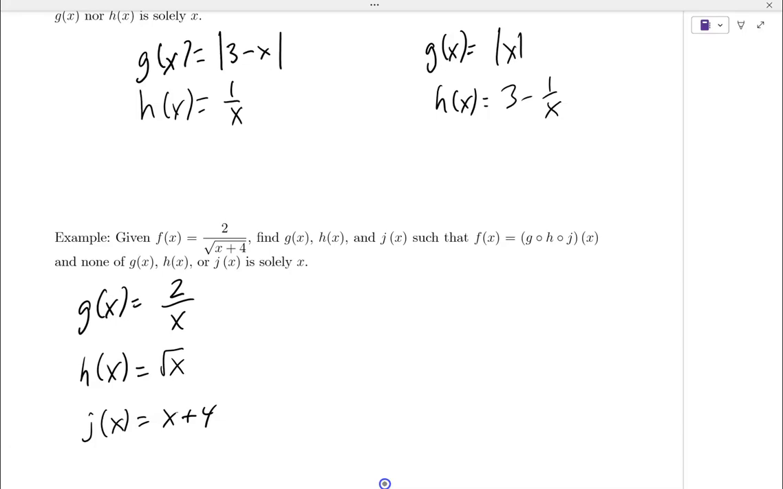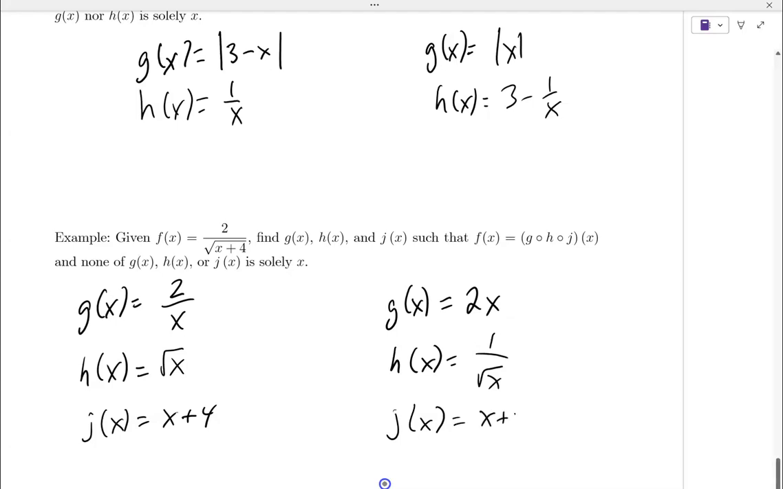So another way you might do it, like I said, there's more than one way to do this. What if I started with g of x is 2x? What might you use for h then? 1 over square root of x, or 1 over x will work, either or. If I do it 1 over x, square root of x, what would your j of x have to be? It'd be x plus 4 again, right?